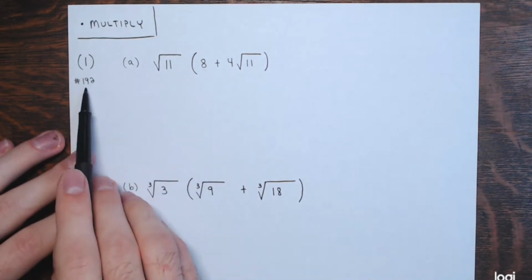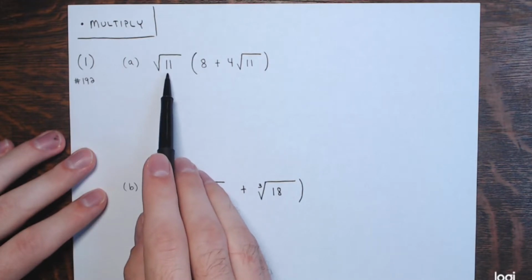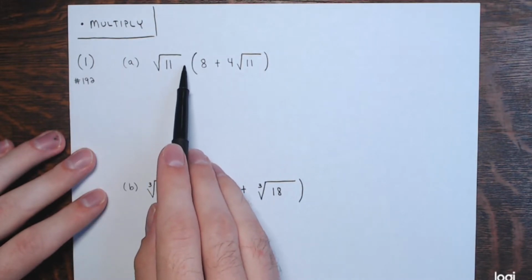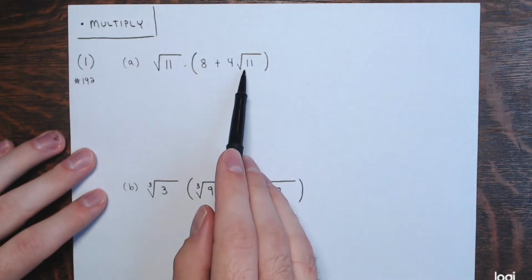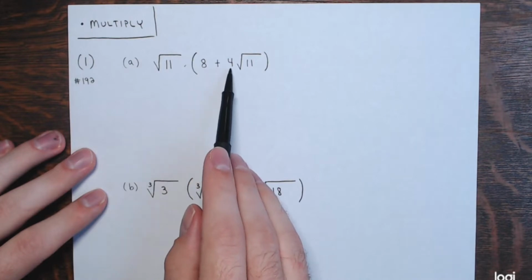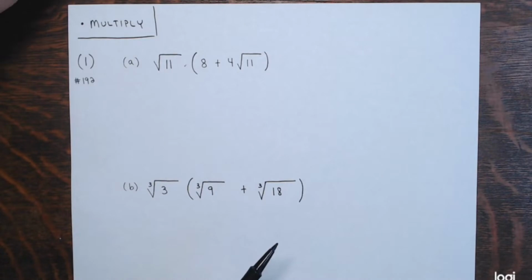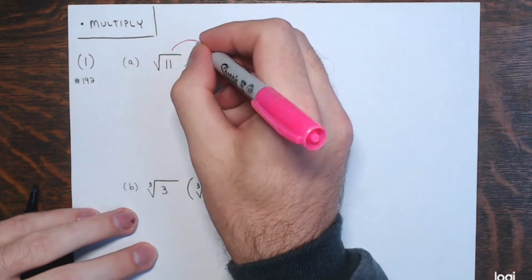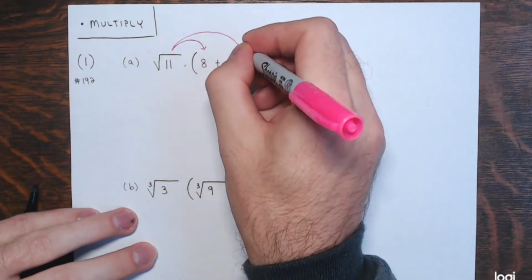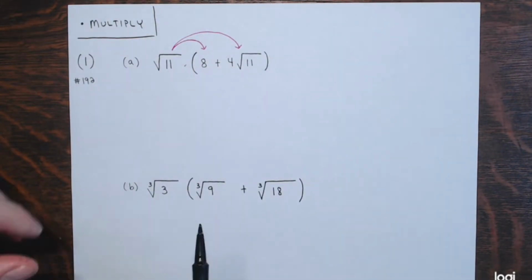So exercise 192, part A. Say I have the square root of 11 multiplied by a sum, something with two terms: 8 plus 4 times the square root of 11. This is where the polynomial multiplication comes in. I'm just going to be distributing the square root of 11 to both terms of the 8 plus 4 times the square root of 11.